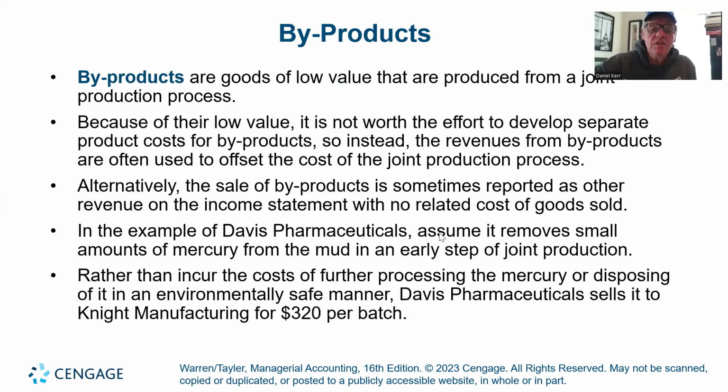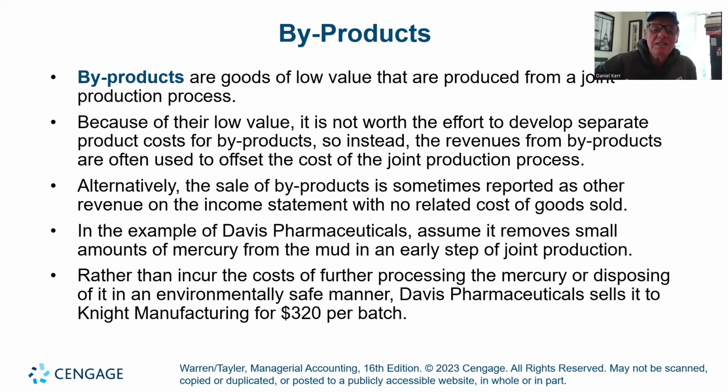For Davis Pharmaceutical, there's a small amount of mercury from the mud that we extract early, an early step in joint production. Rather than incur costs of further processing that mercury, we simply dispose of it in an environmentally safe manner, because mercury can be highly toxic. You may have heard the expression "Mad Hatter." They used to put mercury in hats, and the people who made hats used to go mad from the mercury. That's where the term comes from.